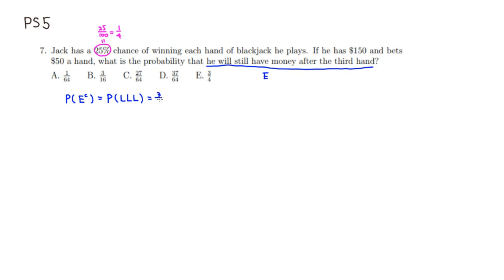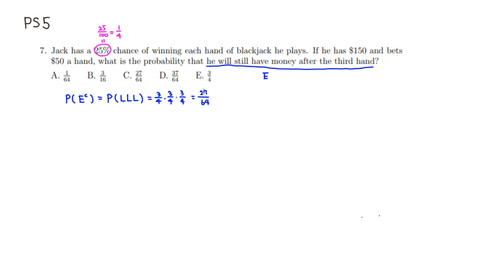So it's going to be 3/4 on the first hand. And you have another 3/4 probability of losing the second hand. And then you have to lose again, so it's a 3/4. So this is going to be 3 times 3 times 3, which is 27, divided by 4 times 4 times 4, which is 64.